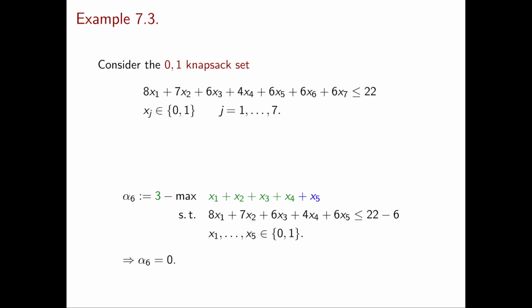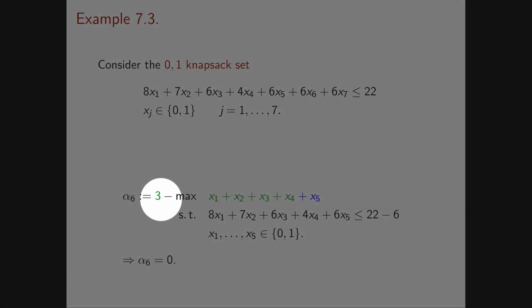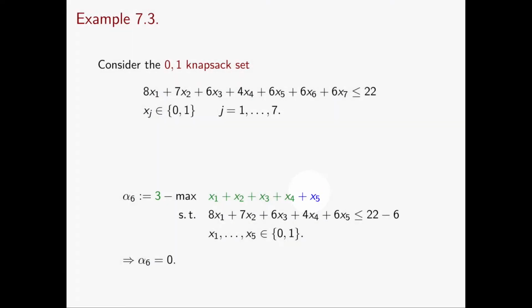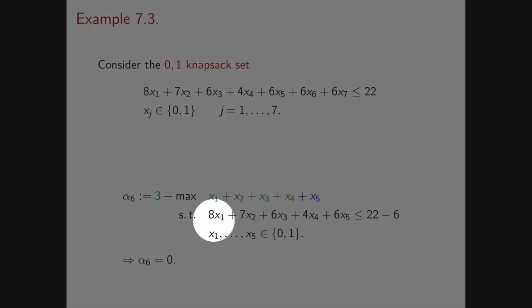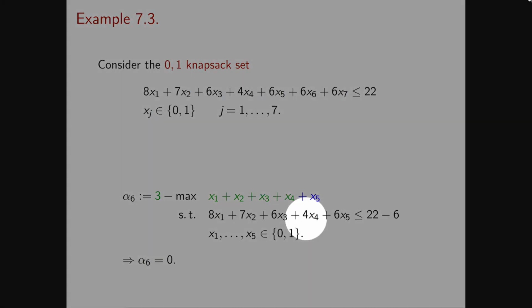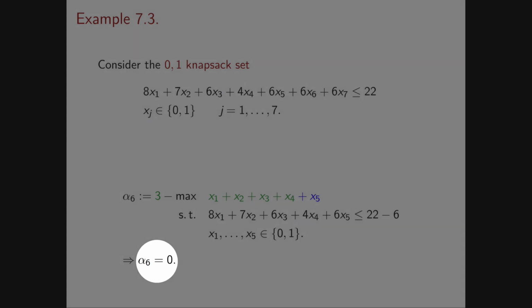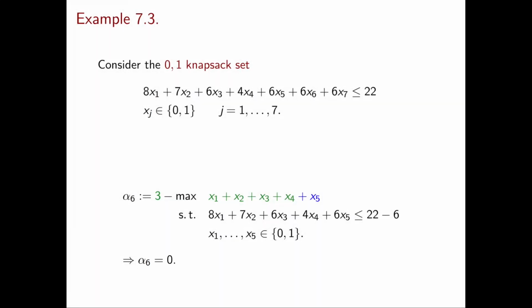Next, we want to find alpha 6. At this point, we're considering the inequality that we just lifted. So the right-hand side is always the same, it's 3. But then in the max, we have the new left-hand side. So we also have plus alpha 5 x5. And the constraint is the original constraint where we set x7 to 0 and x6 to 1. This is a 5-dimensional problem, and we obtain alpha 6 equal to 0 if we solve it.